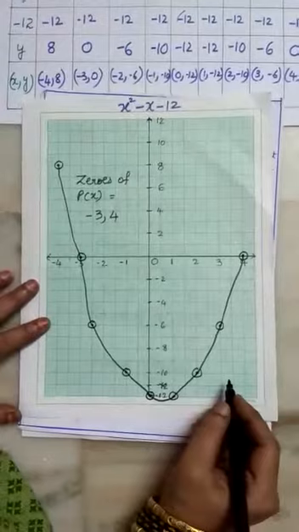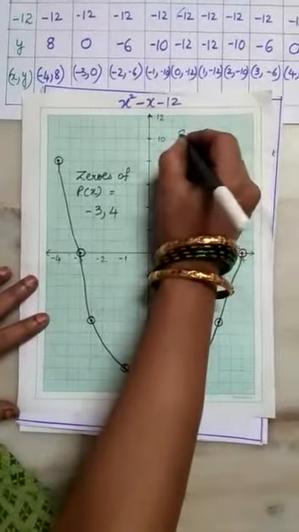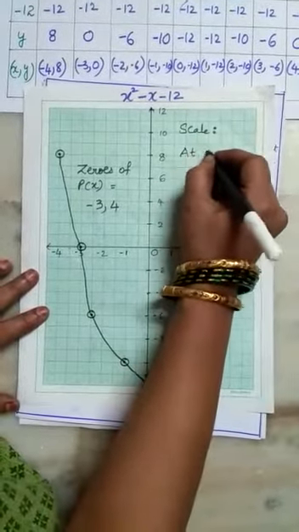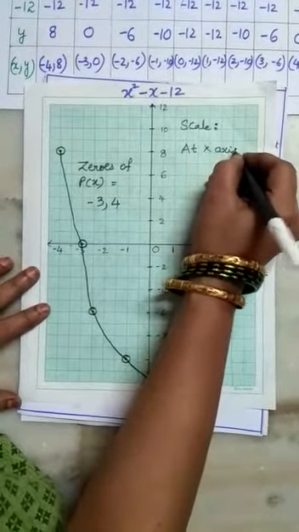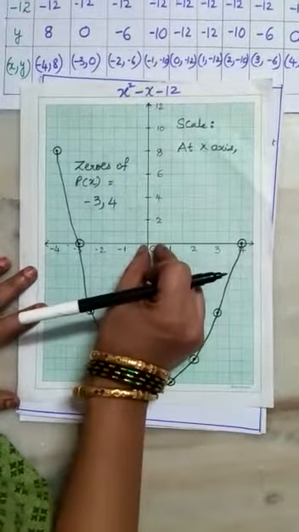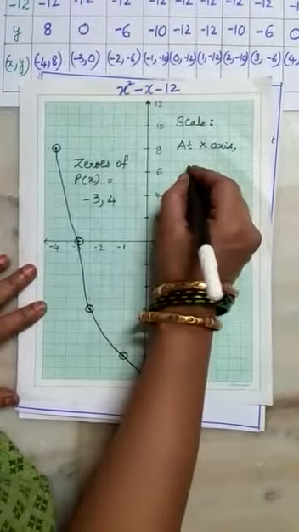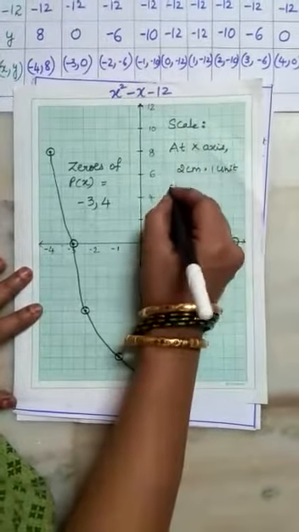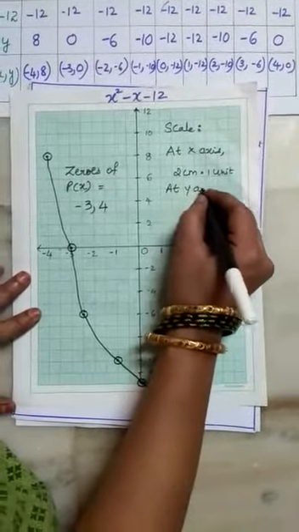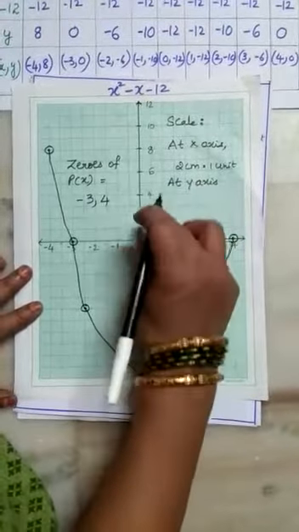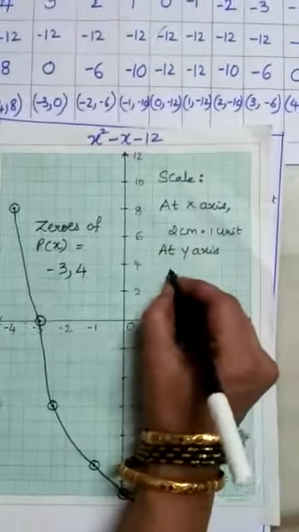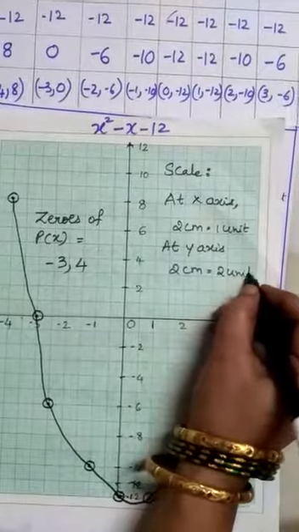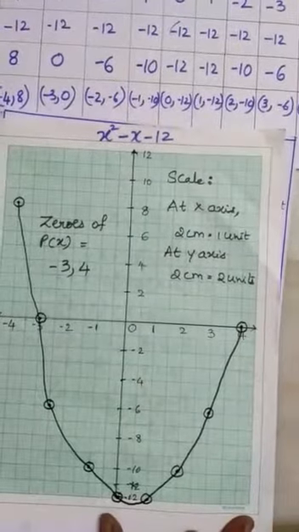Now what you must do here is write the scale. So how to write the scale here? At the x-axis, we have chosen this part as 1 centimeter, this as 2 centimeters. So 2 centimeters is equal to 1 unit, and at the y-axis we have chosen that 2 centimeters is equal to 2 units. That means 1 centimeter is equal to 1 unit on the y-axis. So in this way, you must draw the graph.